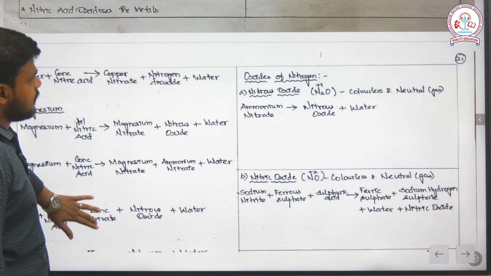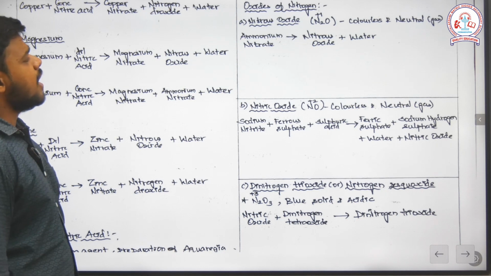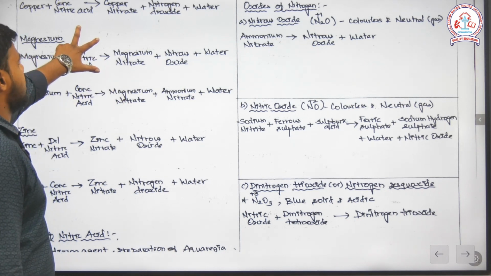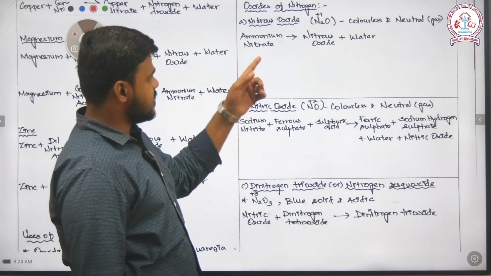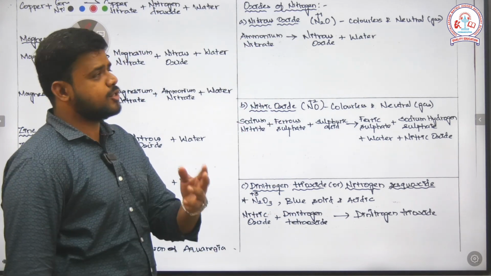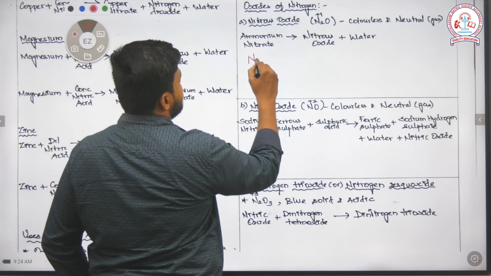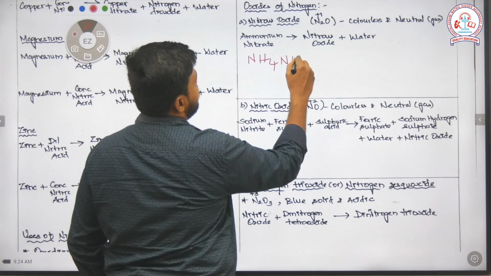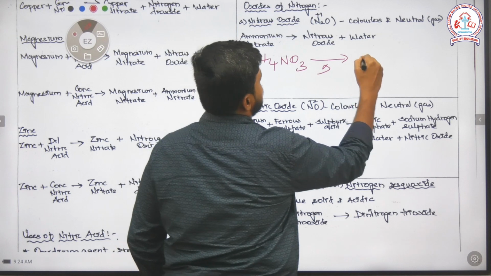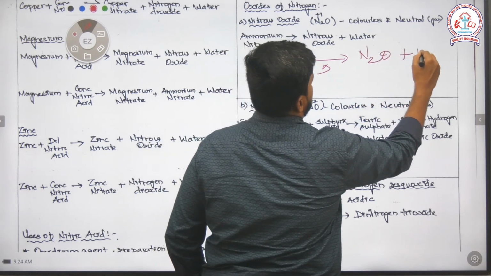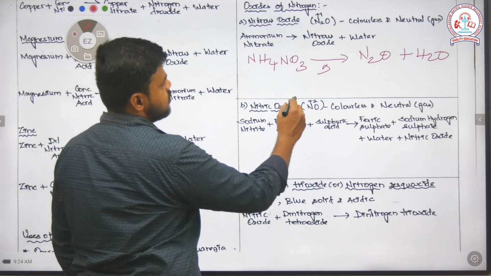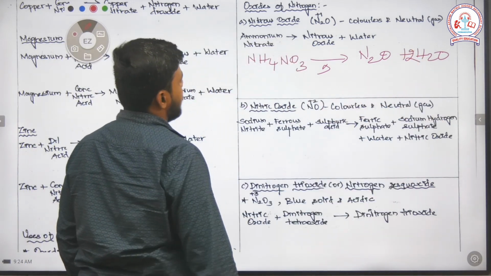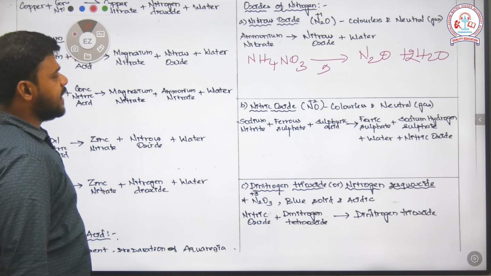Then oxides of nitrogen. Oxides of nitrogen include various oxides, out of which some are given. Nitrous oxide, N2O, the oxidation state of nitrogen is +1 and it's a colorless neutral gas. When ammonium nitrate, NH4NO3, is decomposed, it forms nitrous oxide N2O plus H2O. So I hope the equation is balanced. If it is not, if I make it as 2, the equation would have been balanced. That's all.